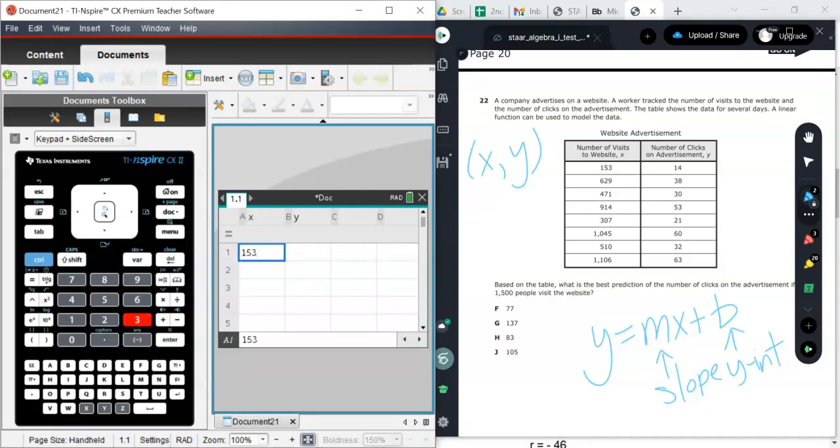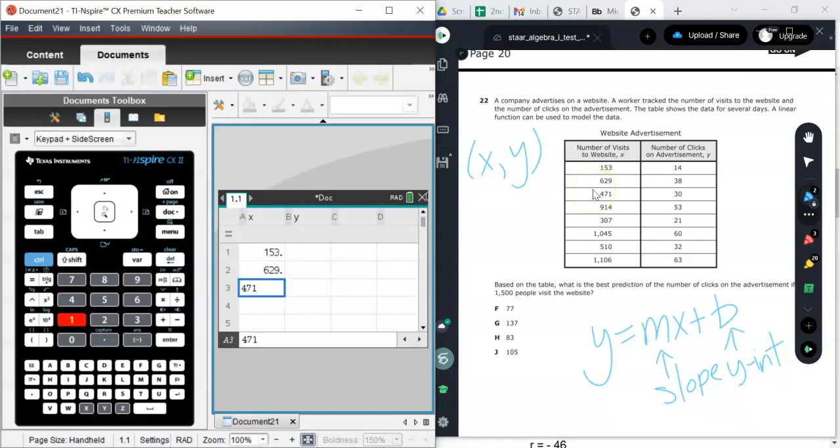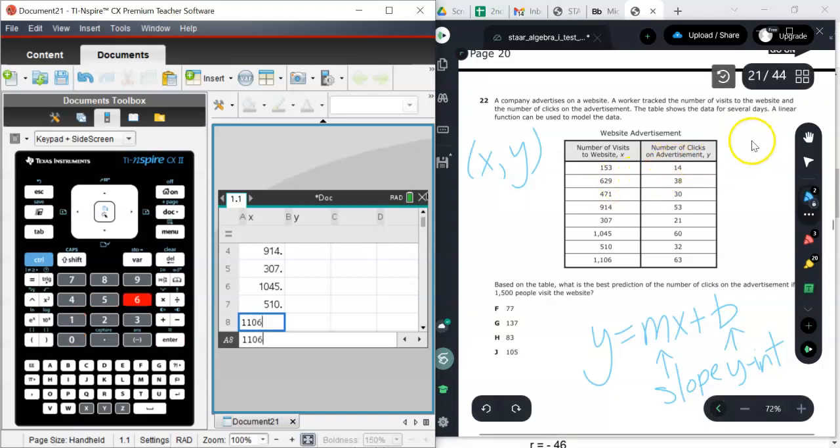So 153, 629, and again, I'm using these values right here. 471, 914, 307, 1045, 510, 1106. So I've got all my values entered.